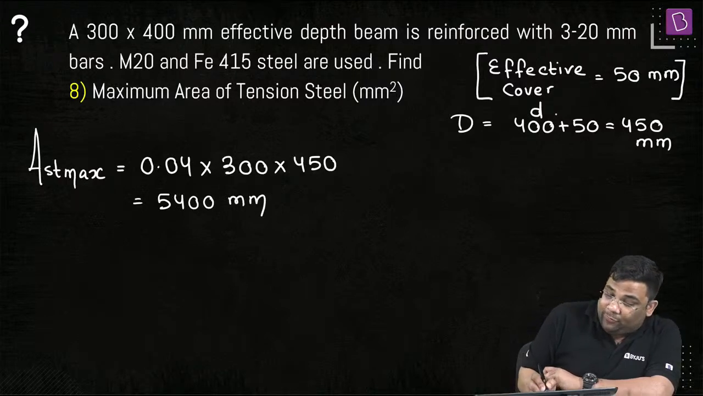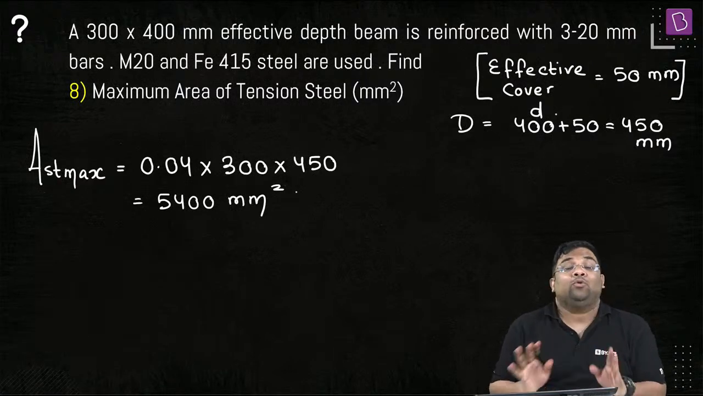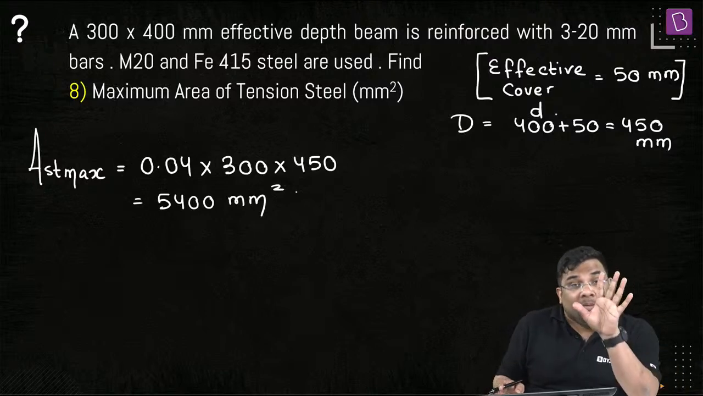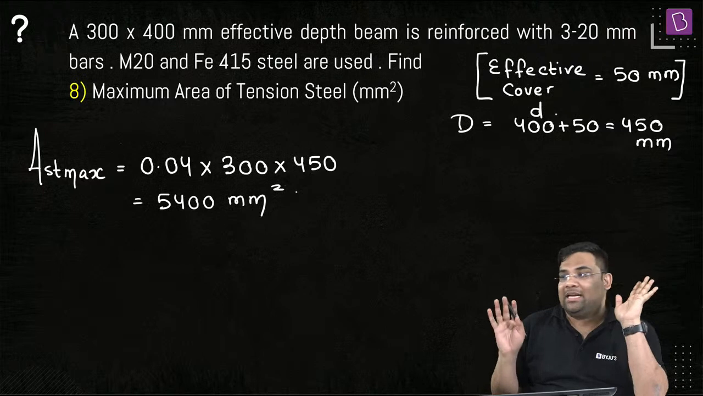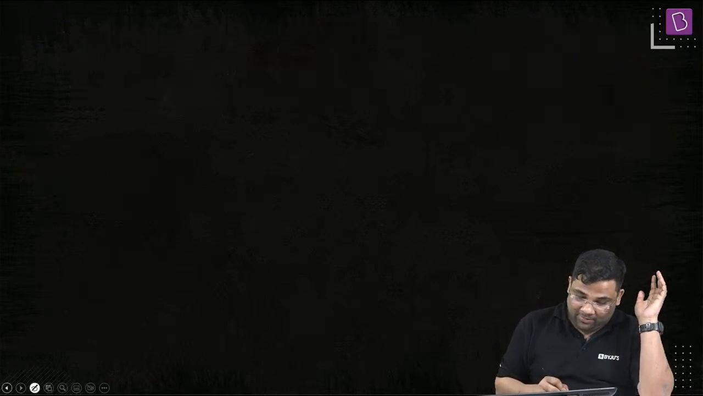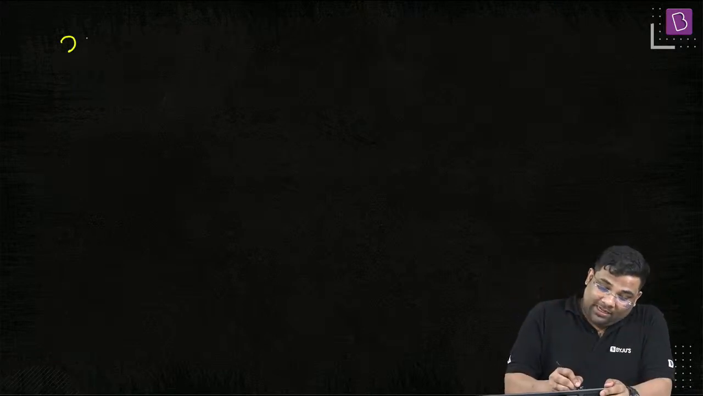5400. So in a single question, ladies and gentlemen, in a single question, I have taught you 8 prominent things of a singly reinforced beam which they can ask. Now you are going to tell me how to find out XU.